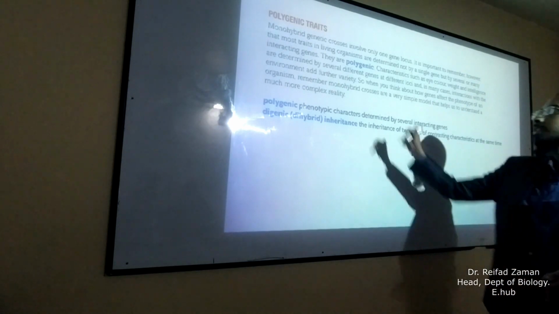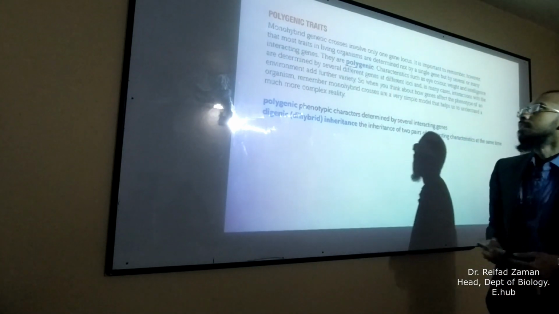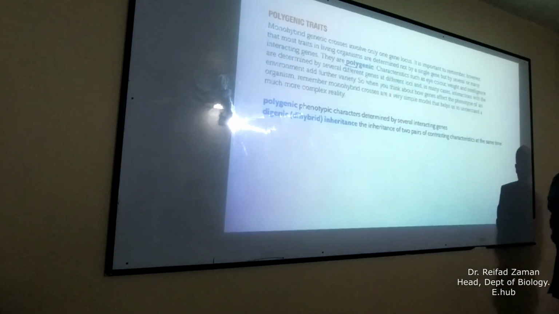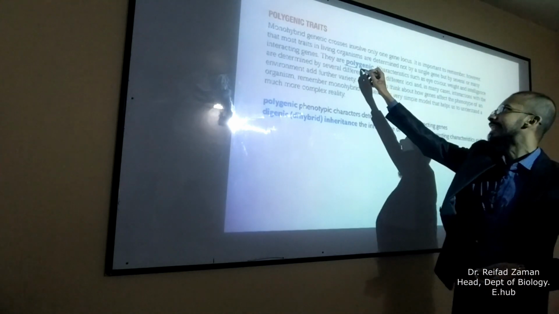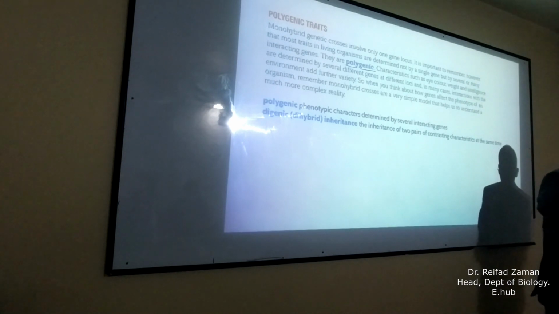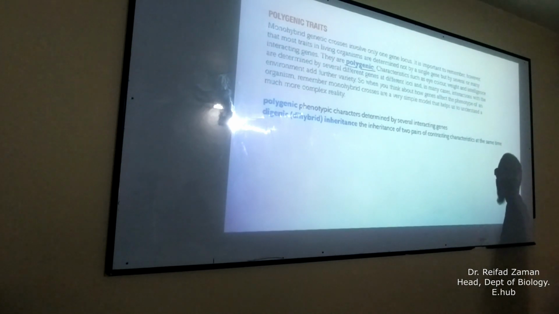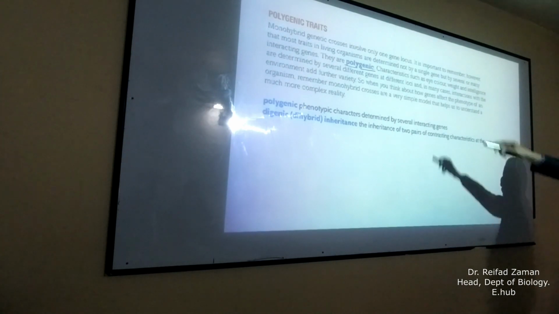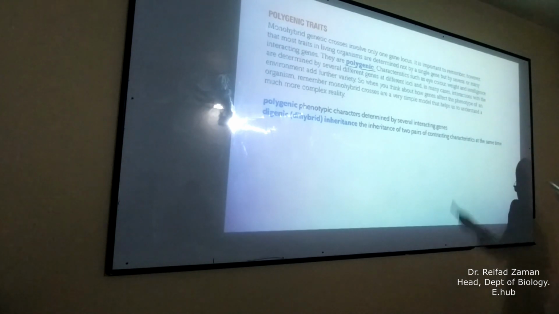Polygenic, the term itself has two parts. Poly means many, genic means genes. So several genes are working together to regulate a particular trait. And you can also see the definition here, which is also in your book.